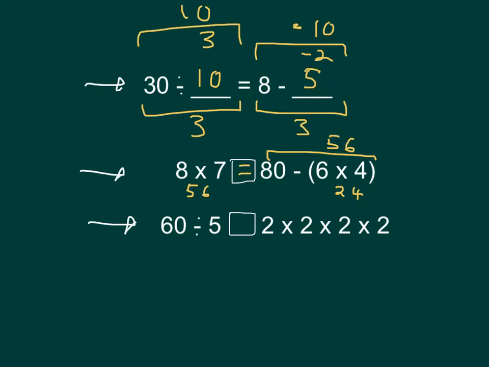Here, 60 divided by 5, how many 5s in 60? Of course there are 12. And then here, 2 times 2 times 2 times 2, well 2 times 2 is 4, then times that by 2 is 8, and times by 2 is 16, so I know that side's bigger, so I'd put this symbol in here. Now I could of course also put this symbol in, just to show that those two are not equal.